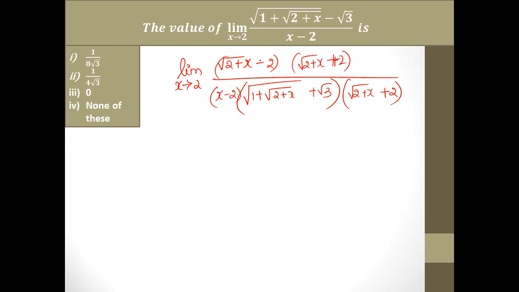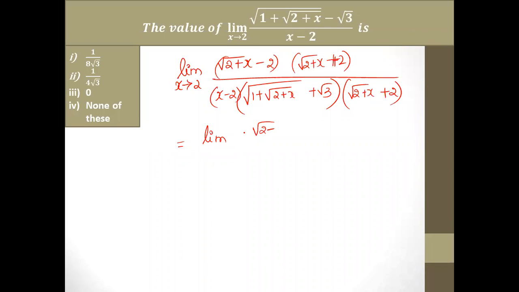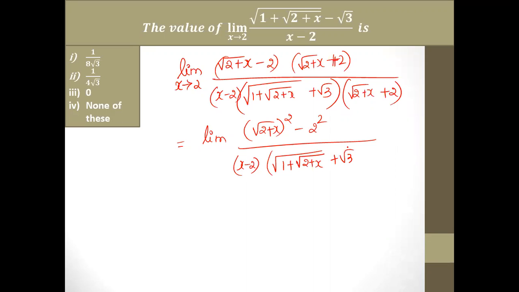Okay, again in the numerator it is in the form a plus b into a minus b. So it becomes limit root 2 plus x whole square minus 2 square divided by x minus 2 into denominator ಏನೇನಿದೆ ಅದನ್ನೆಲ್ಲ ಹಾಗೆ ಬರೆದು ಬಿಡಿ, ಏನು ಪ್ರಾಬ್ಲಮ್ ಇಲ್ಲ, ಹಾಗೆ ಬರೆದು ಬಿಡಿ. Plus root 3 into root 2 plus x plus 2.